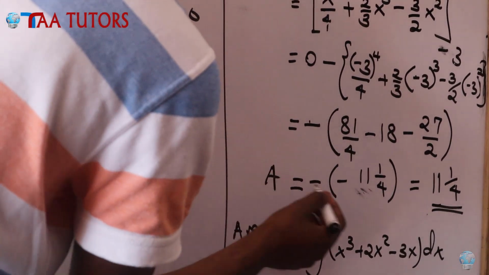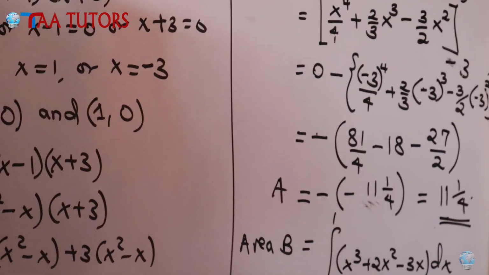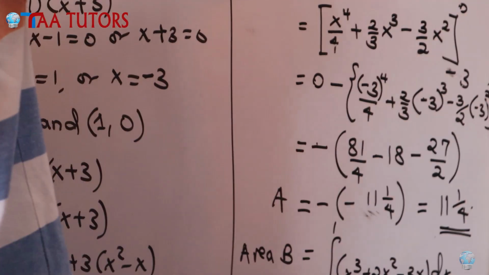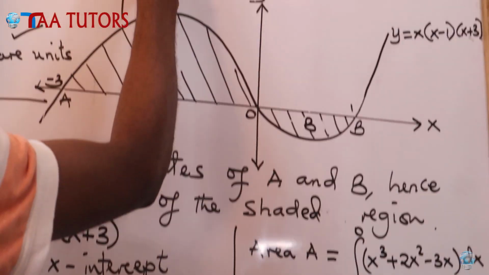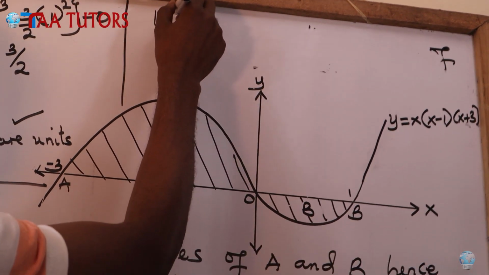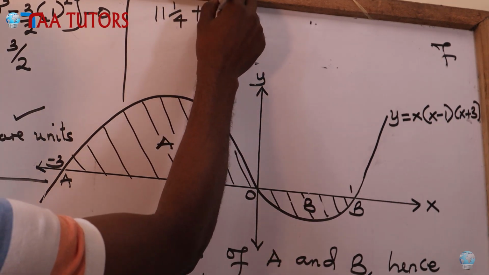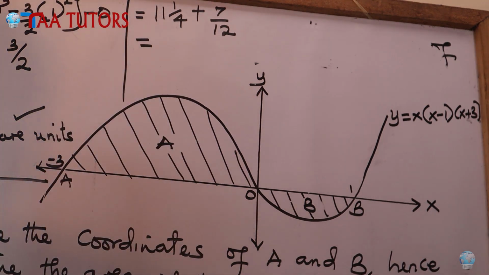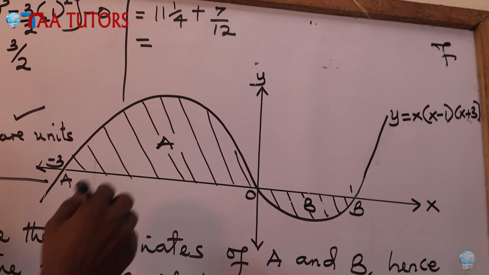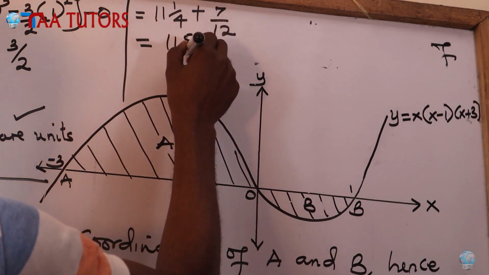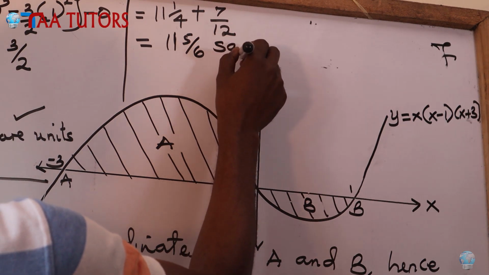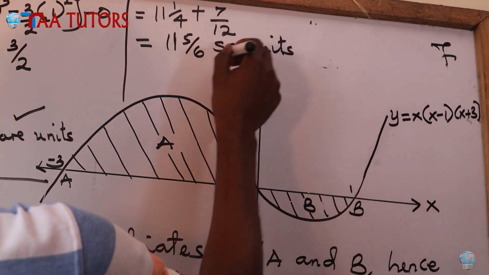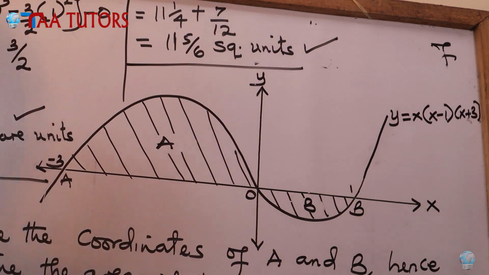up to here. So what we need to do is to add them. What we do now to get the total area is to add them, which is going to be 11 and a quarter plus 7 over 12. And if I do that, I will get 11 and 5 over 6 square units. So viewers, this is the final answer of this particular problem.